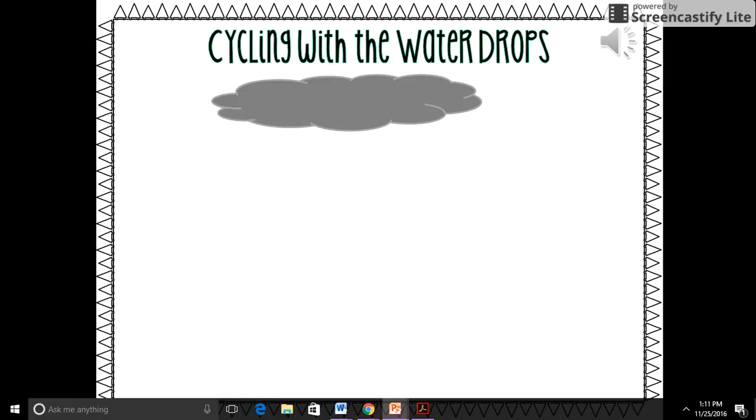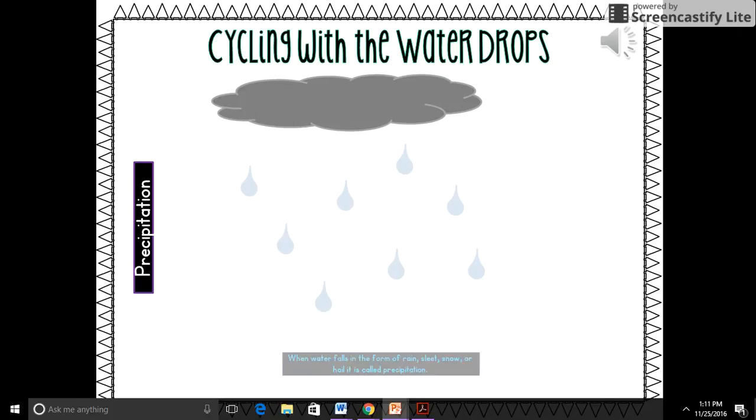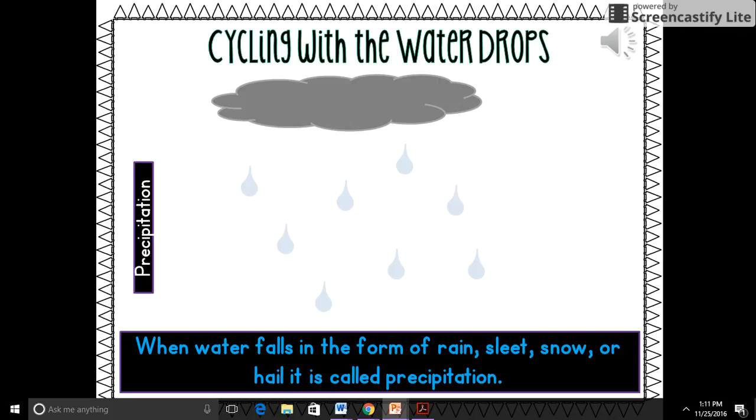Alright, the first step we're going to look at again is precipitation. As you see, the rain is coming down from that cloud. This time it's rain. It's not snow, it's not sleet, it's not hail, but it could be. Remember, precipitation is any type of water coming down from the cloud. So when this water is falling, and it's in the form of rain, sleet, snow, or hail, we call that precipitation.